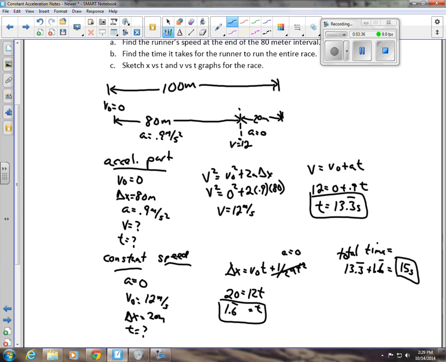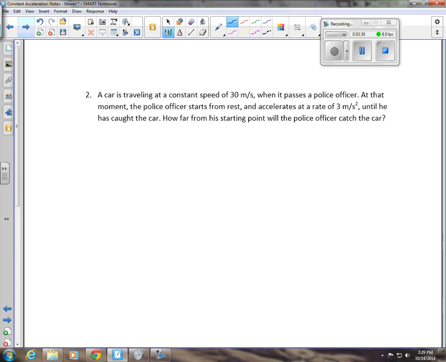Here's another example on the next page. Okay, in this case, I have a car traveling at constant speed. It's going to pass a police officer. At that moment, the police officer starts to press, accelerating at 3 until he has got the car. How far from the starting point will the police officer catch the car? If I was to graph it, it might look something like this. X, t. The car is going at a constant speed like this. The police officer starts to press, speeds up until he catches him.